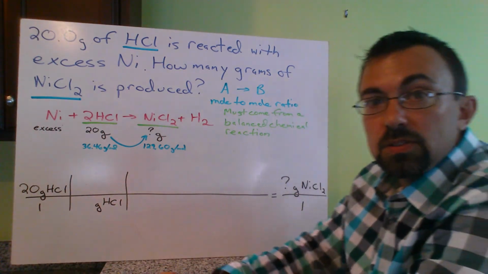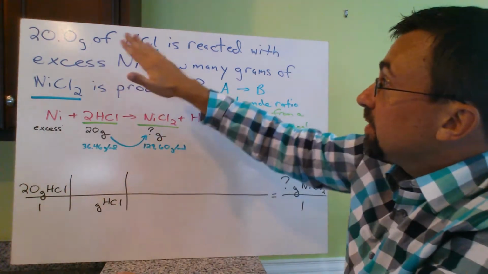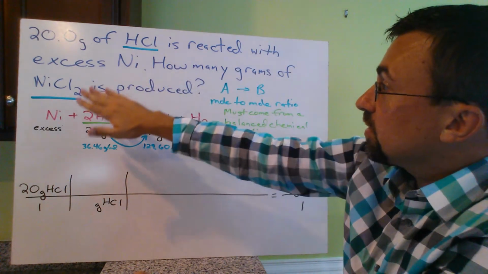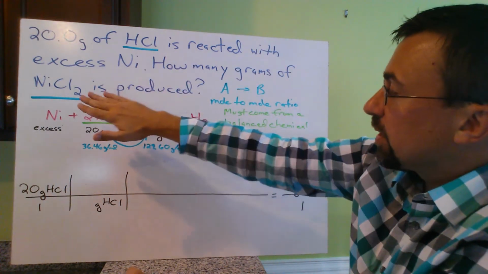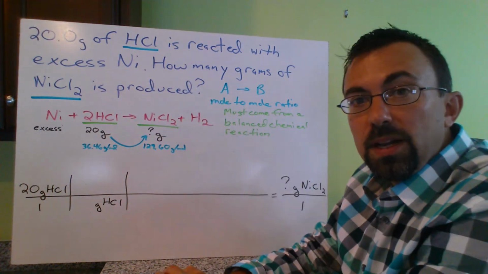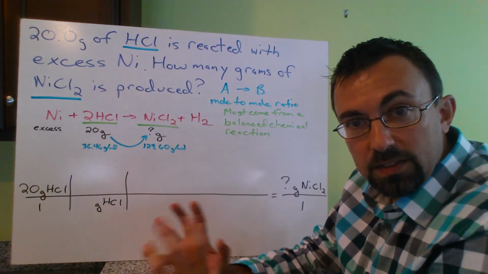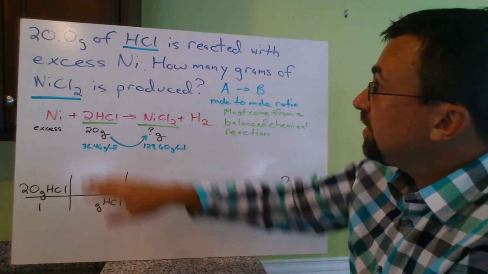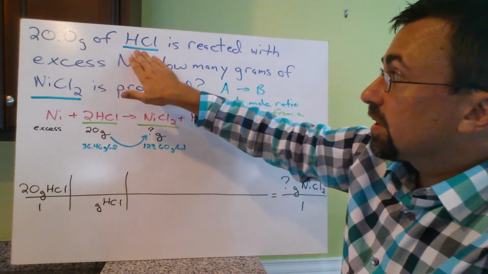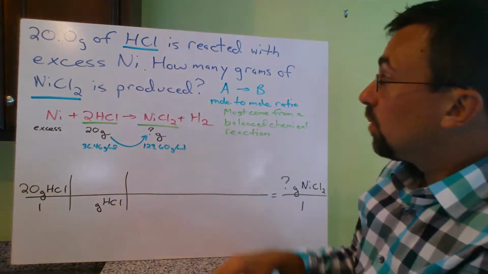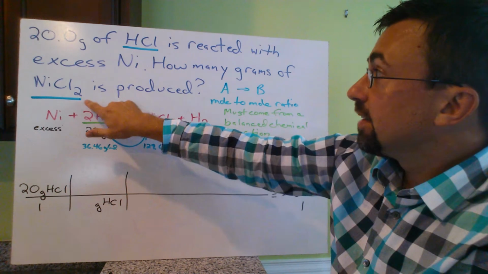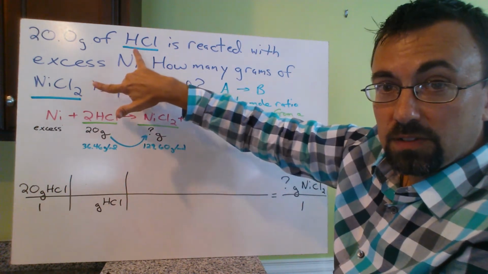So, a fairly straightforward example here. 20 grams of hydrochloric acid is reacted with excess nickel. How many grams of nickel chloride, or nickel(II) chloride, is produced? I want to point out a couple of things here before we get into the nitty-gritty of the actual calculation. Number one, the only number we're given has to do with the chemical hydrochloric acid. What we are asked to produce something about at the end is nickel chloride. You will notice those are two different chemicals.